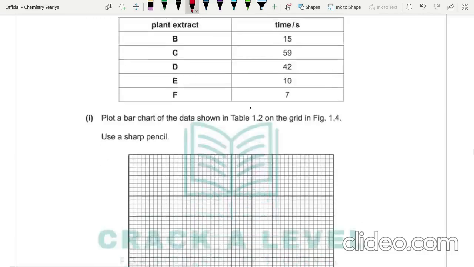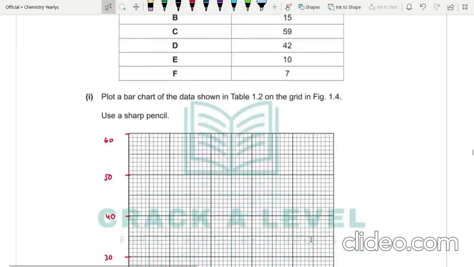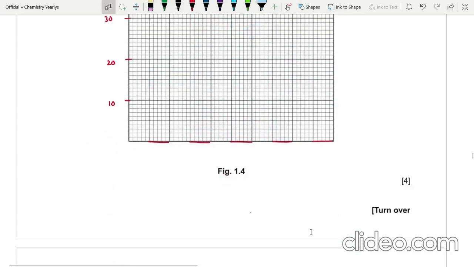So the highest time is 59 seconds. Let's see how many boxes we have on the y-axis. So 1, 2, 3, 4, 5 and 6. Let's keep 10 as a reasonable estimate. 10, 20, 30, 40, 50 and 60. So let's check the first value, which is B. It is at 15 seconds. So 15 will be at the midway between the 20 and 10. So it will be here.